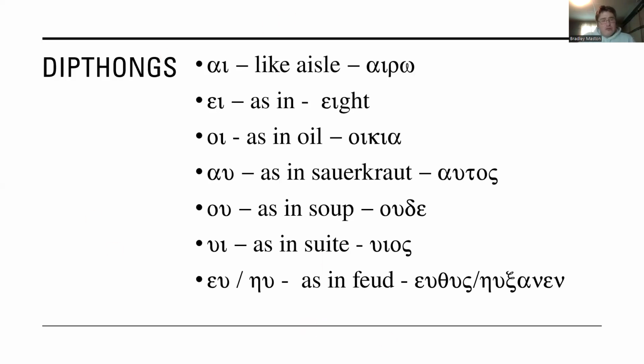My recommendation for learning this is to put them each on one side of a flashcard, like the alpha iota, and on the back, however you want to notate this, I as in aisle, or you could put the word iro, but whatever you want to do to make sure you're getting that right. And run these in their own set. If you want to take my advice, run these in their own set.